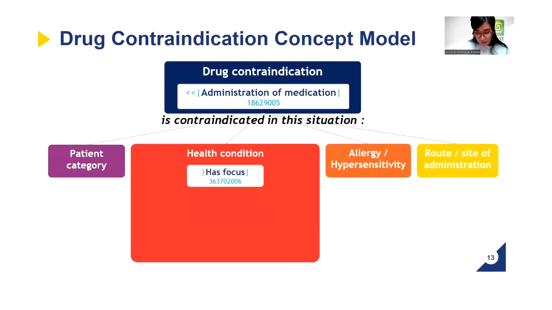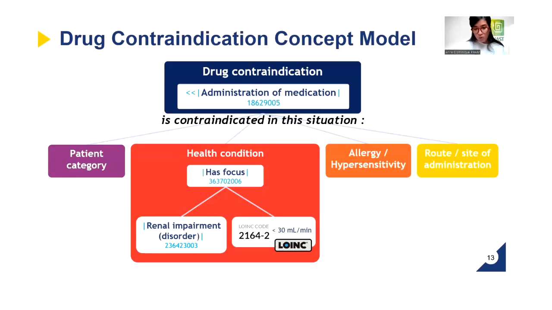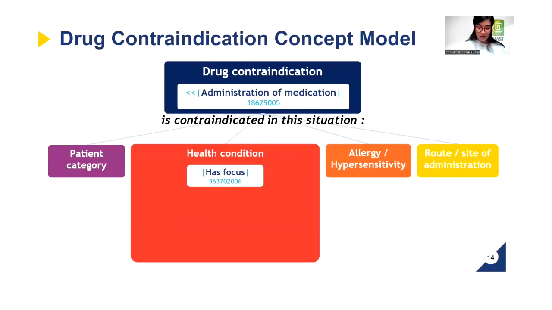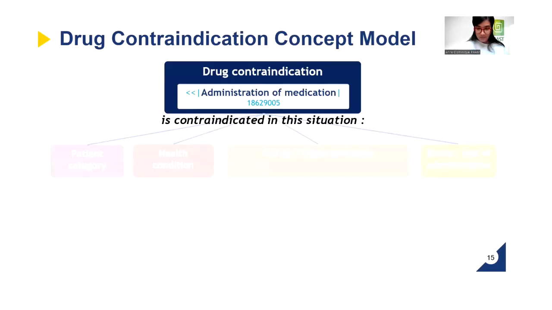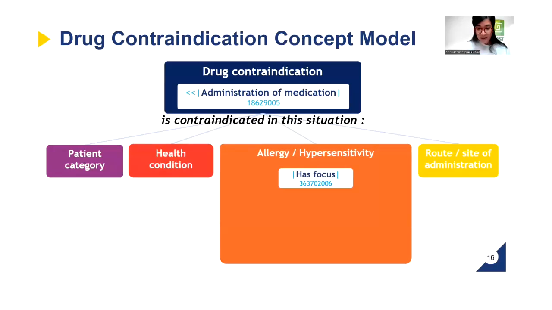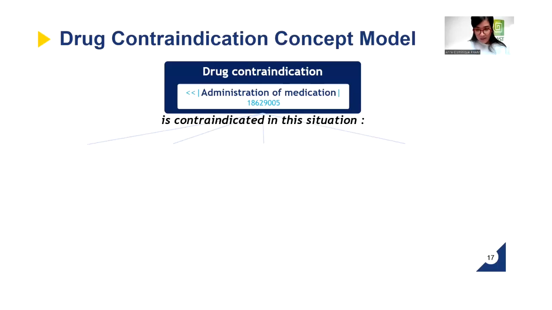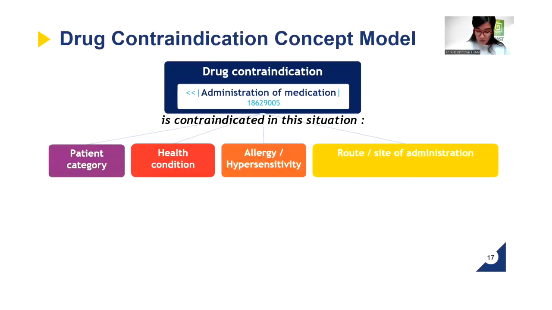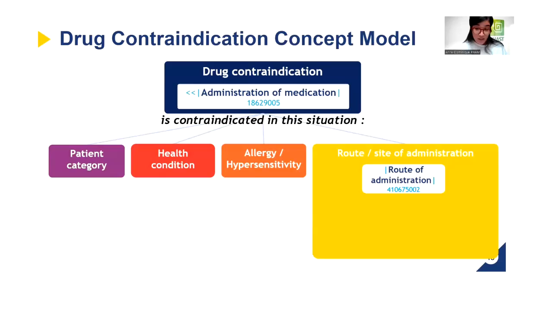The has focus attribute can be assigned any clinical findings as a value, and we also added a LOINC concept here to represent any measurable observation. It can also be assigned any procedures. Also, allergies and hypersensitivities can be described using the has focus attribute. And finally, for the route of administration, the route of administration attribute allows us to define route-specific contraindications.